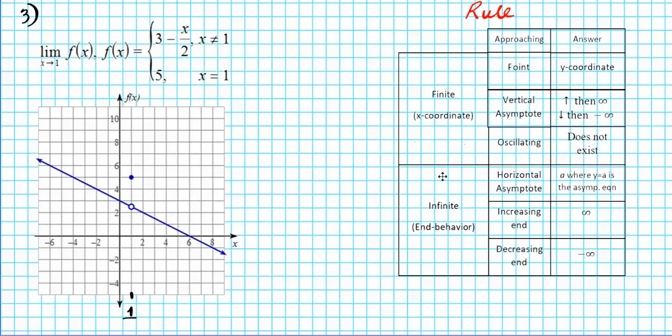Now, we have finite and infinite limits. In this problem, we're going to be dealing mainly with finite limits. Basically, you're going to be approaching finite numbers in the direction of the x. Whenever you're working with finite limits, you're either going to be approaching a point, a vertical asymptote, or you're going to be oscillating. If you're approaching a point, it could either be a closed or an open point. It doesn't matter. It's exactly the same thing. If you're approaching a closed or open point, the y-coordinate will be the limit in that direction.